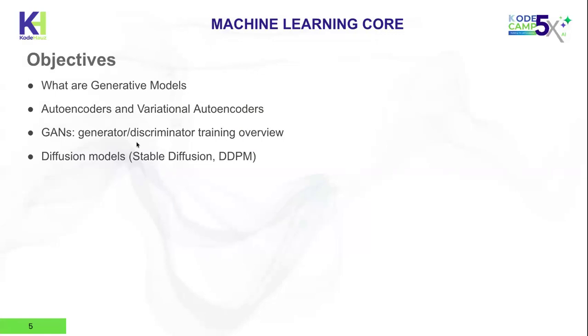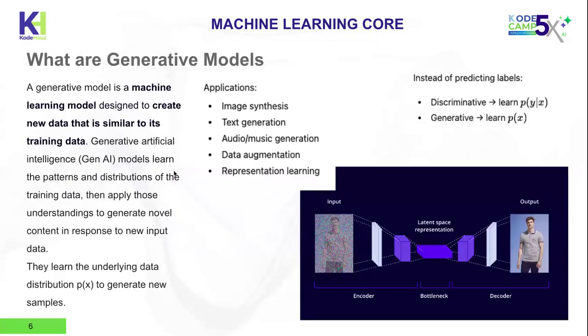It generates text, it generates images, it generates speech, whatever. It generates stuff. That's what a generative model is. And we're going to look at some of the examples of generative models. So let's just go to it.